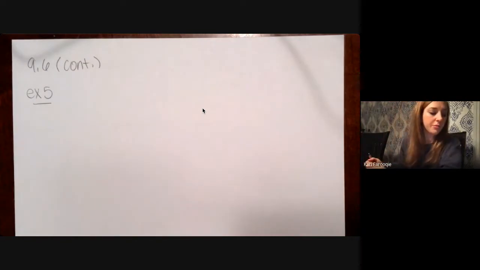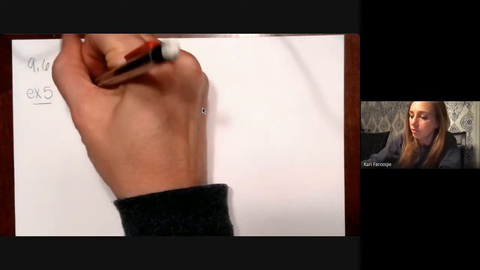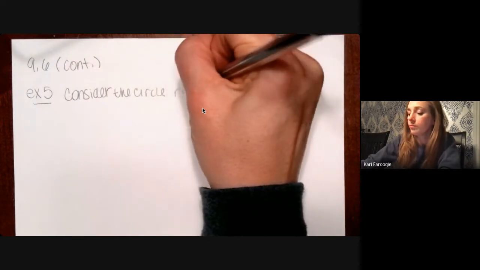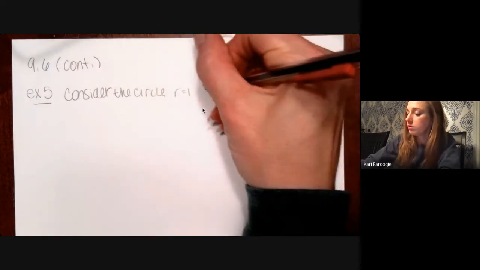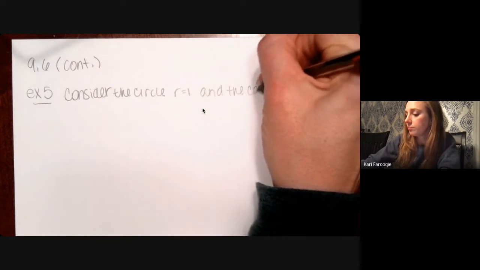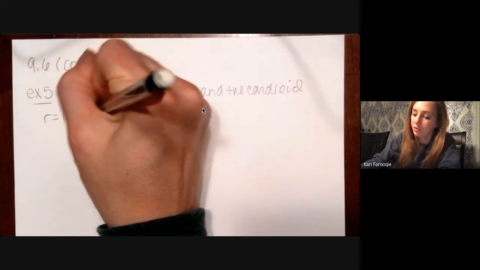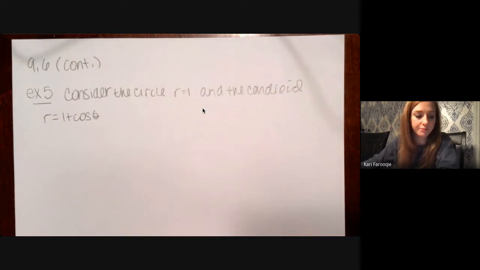Okay. So we are going to consider the circle r equals 1 and the cardioid r equals 1 plus the cosine of theta. The first thing we're going to do is find the area of the region outside the circle and inside the cardioid.